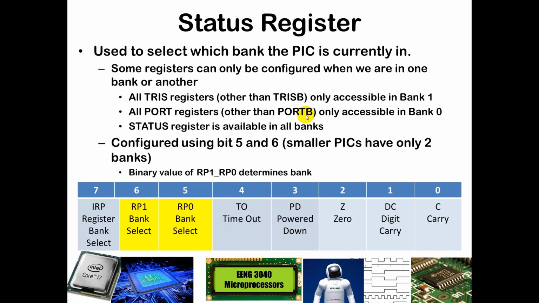But unlike those two, the status register is available in all the banks, and that's critical because no matter which bank you're in, you're going to want to be able to determine what the values of RP1 and RP0 are, and to change them so you can go to other banks. You also want to be able to use the carry bit and the Z bit for some operations, depending upon what you're doing to different registers. So when we switch banks, we're going to be changing the values in bits 5 and 6.